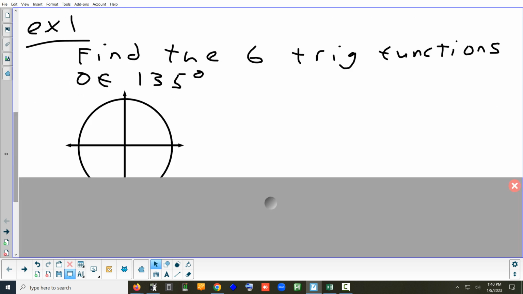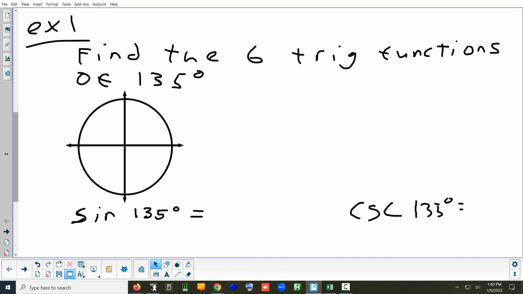That's why there's really nothing else for me to explain. I'm just going to jump right into an example. Okay, so we want to find the 6 trig functions of 135. First thing we have to do is decide where 135 is. You're going to have 3 choices where it could be. It's either going to be right in the middle, closer to the y-axis, or closer to the x-axis. If it's closer to one of the axes, it's a 30-60 problem. If it's right in the middle, then it's a 45-45 problem.